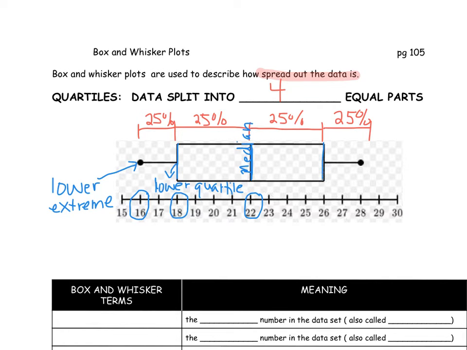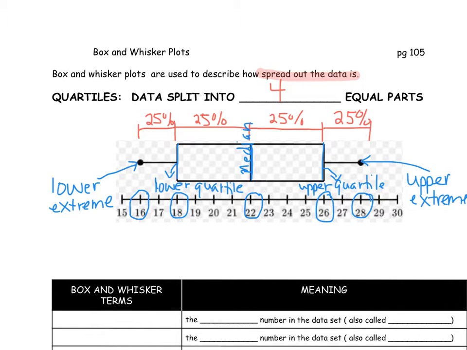The next part is what's called the upper quartile, and you can see your upper quartile is located at 26. And then the final number that you're given is going to be called the upper extreme. That number today is at 28 on the number line. So that's the largest number in my data set.